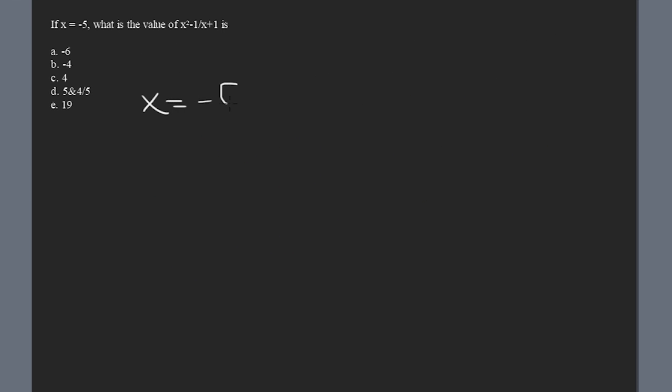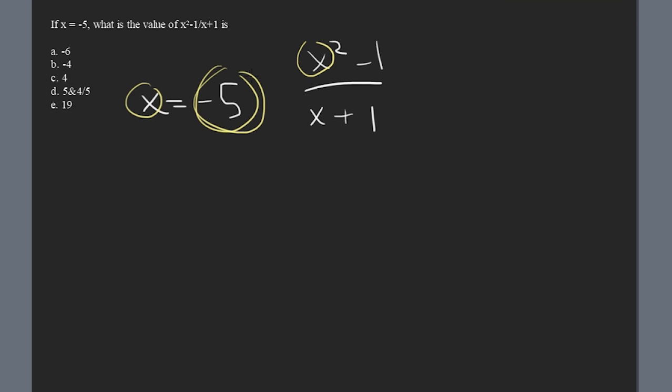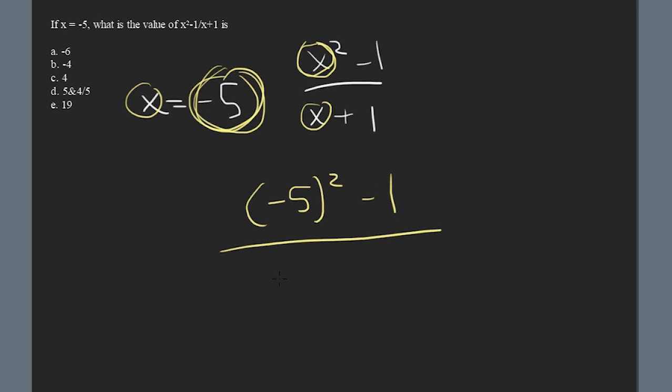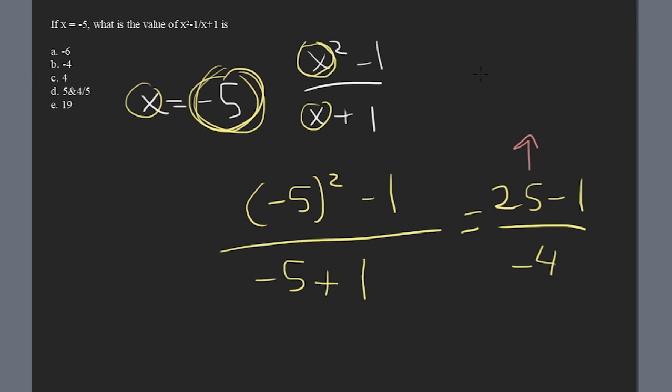If x equals negative 5, what is the value of x squared minus 1 over x plus 1? I'll be plugging in the negative 5 into wherever I see an x, right? X equals negative 5, so wherever I see an x, I'm just going to replace it with a negative 5. Negative 5 squared minus 1 over negative 5 plus 1 simplifies to 25 minus 1 all over negative 4. Let's see. This becomes 24 over negative 4, which is negative 6. So our answer is A.